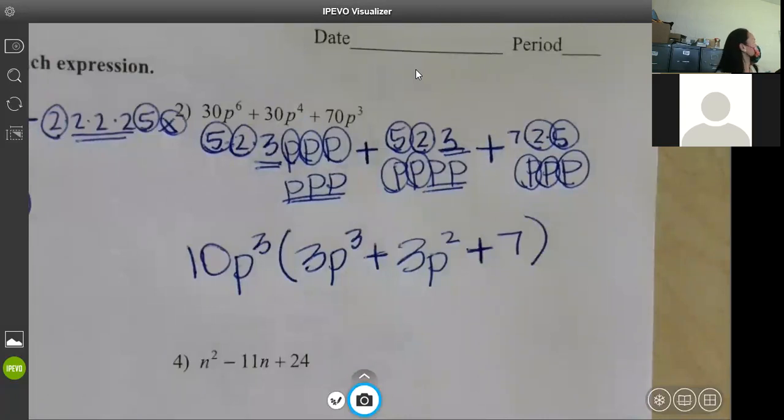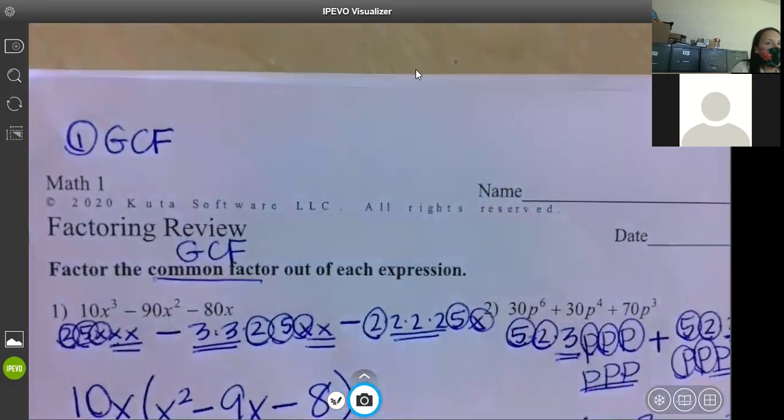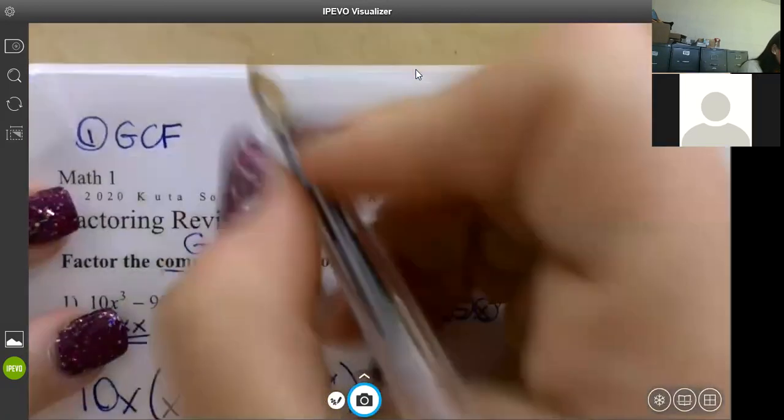All right. Any questions on 1 and 2? You guys are good with those? All right. Check this out. Remember what I told you yesterday. The first step is always GCF. First step is always GCF.